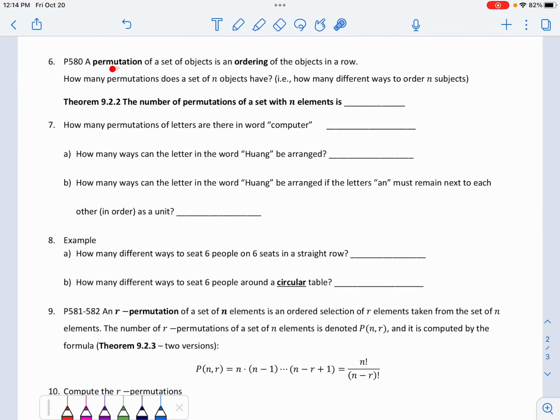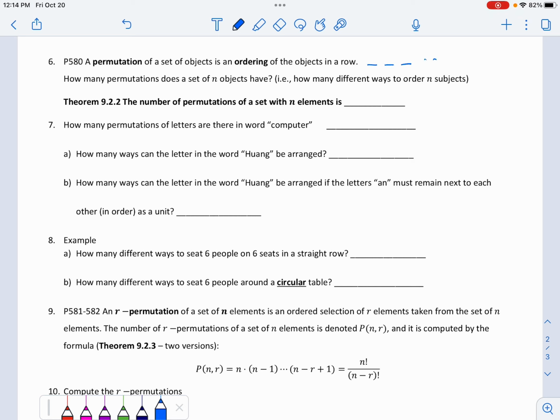We're going to introduce a term, permutation. A permutation of a set of objects is just an ordering of the objects in a row. Now, how many permutations does a set of n objects have? You just think about how many ways to arrange, to order n objects.